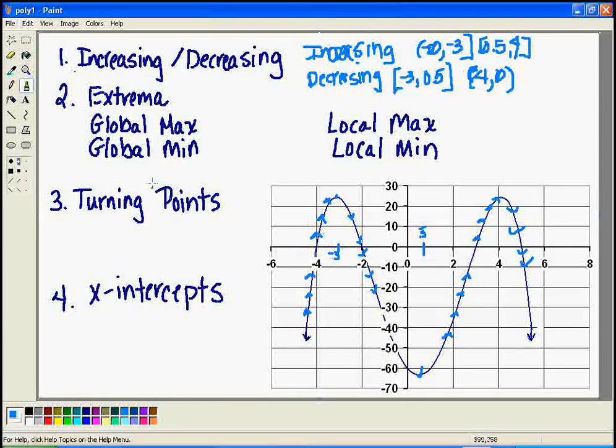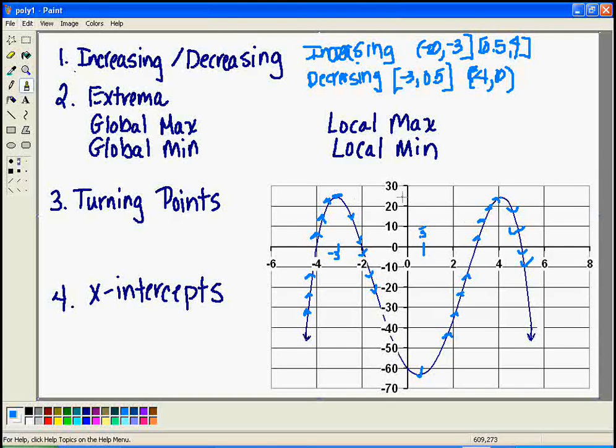Next, we'll talk about the extrema. We can have a global or overall maximum, a global or overall minimum, and that's going to be the maximum or minimum value of the entire function. So first, let's talk about the maximum. What is the largest value? And again, we talk about these in terms of y. What is the largest value that this function will ever take on? Well, it's right here.